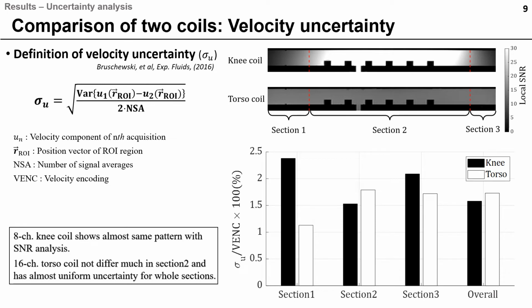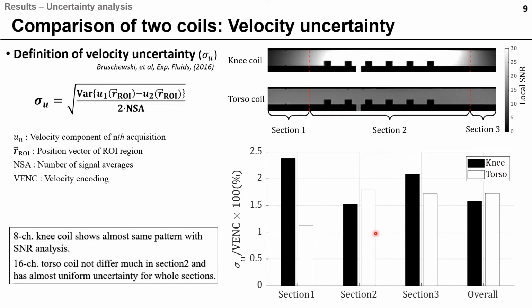And next is velocity uncertainty. We set the definition of velocity uncertainty using the reference of our colleagues Vrushavsky and Grundmann. And we also calculated the velocity uncertainty using the same process as the SNR. As a result, as you can see, the 8-channel coil shows almost the same pattern as the SNR analysis. But the 16-channel torso coil does not differ much in section 2, unlike the SNR.